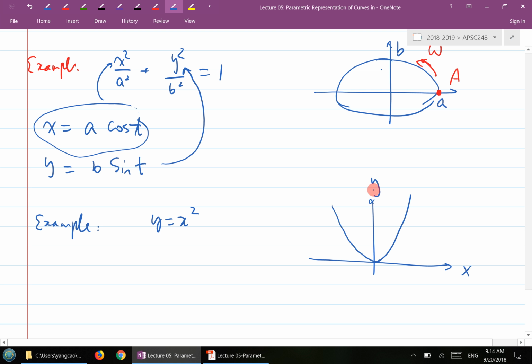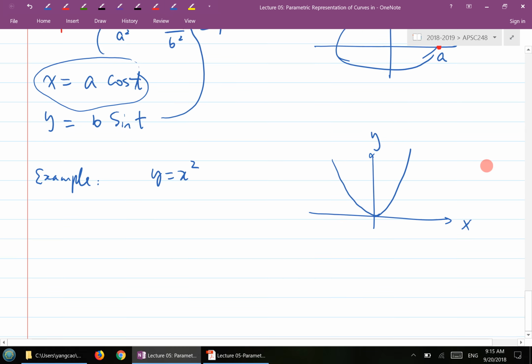Can I find a different mathematical description, a formula, to describe the same curve? In this case, I wanted to parameterize this y equal to x squared. Find a parametric equation. How do I do that? What's the typical approach? The typical approach for this kind of question is very simple.